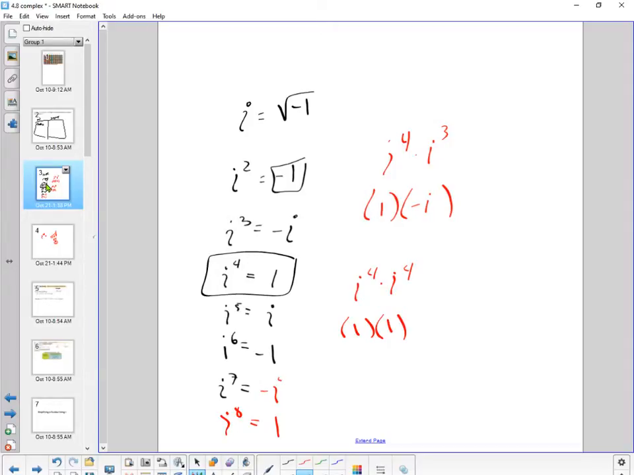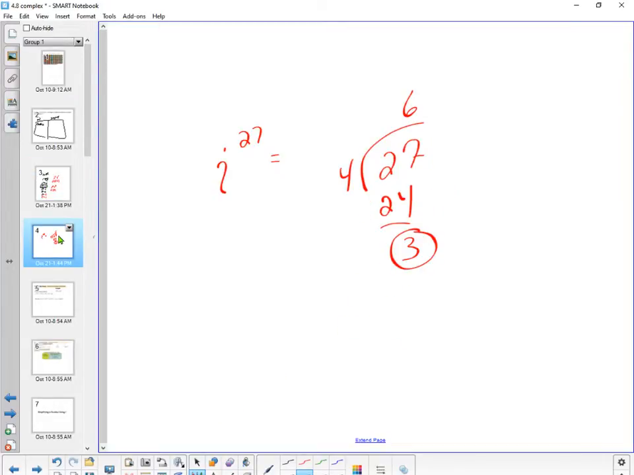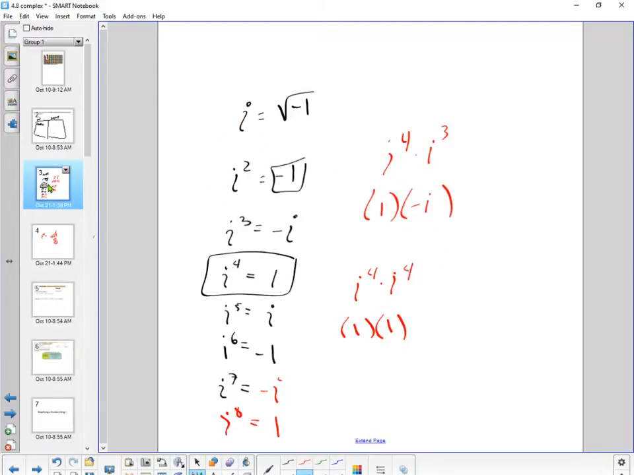So every 4 i's, what do I have? It repeats. I just have 1. So what I'm looking for when we did this is we divided by 4. That means there's 6 of those sets, which I don't care about, because that's just going to give me 1. Then I have 3 i's left over, which means that after those 3 i's, I end up at negative i again, because the pattern just repeats itself over and over again.